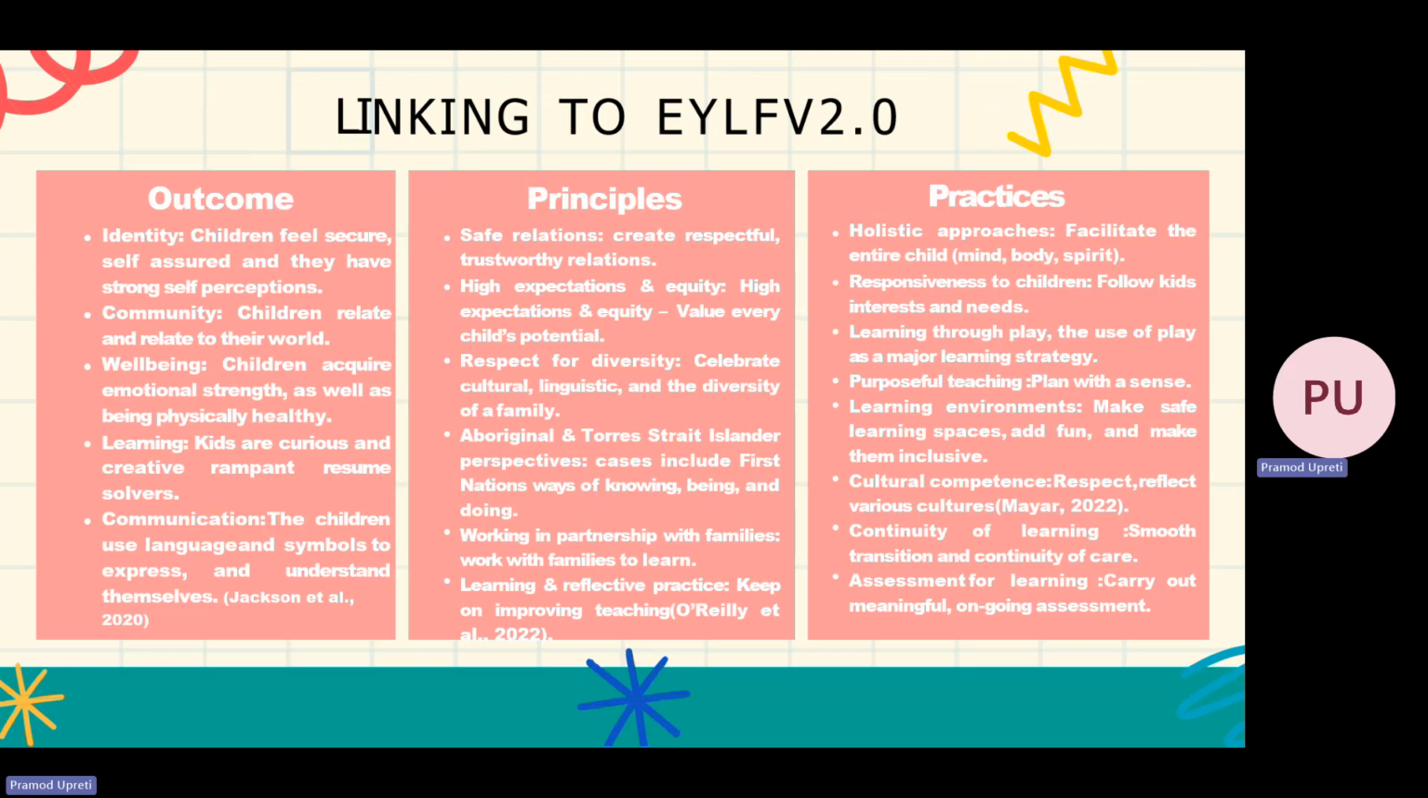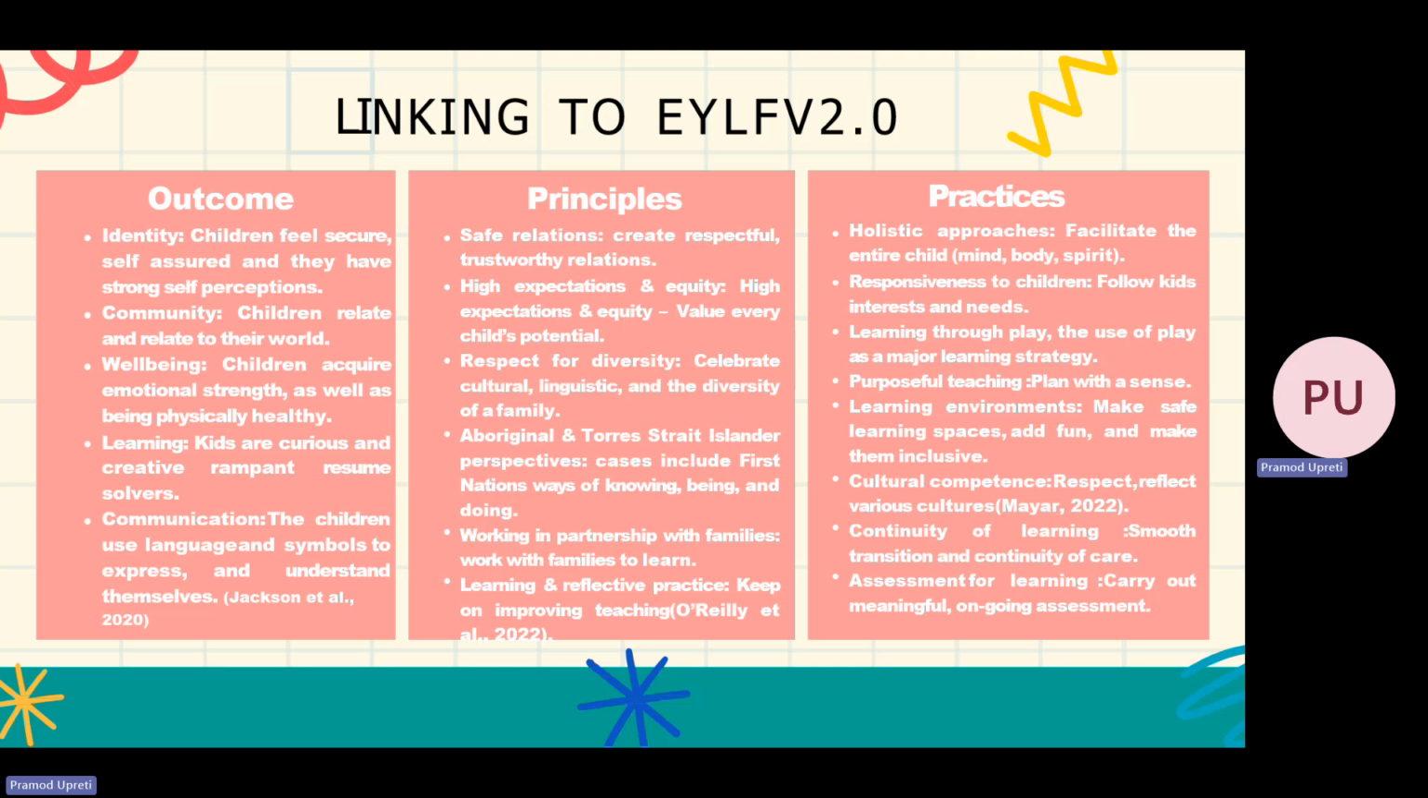Moving to the next slide, linking to EYLF version 2.0. This slide focuses on how effective curriculum decision making is linked to the Early Years Learning Framework version 2.0, or EYLF 2.0. The EYLF is a national framework that guides early childhood educators in planning and delivering learning experiences. It outlines five key learning outcomes: identity, community, well-being, learning, and communication. Community, where children learn to connect with and contribute to their world. They build relationships and begin to understand their roles in the group and the society.